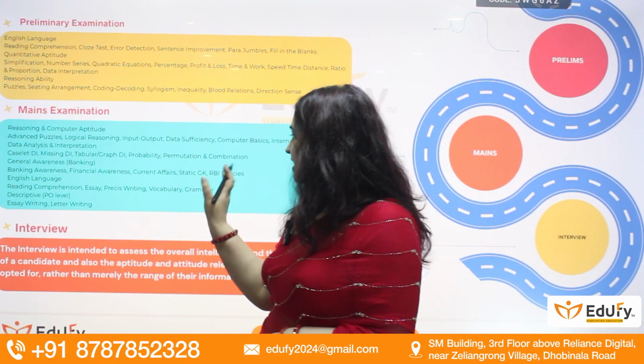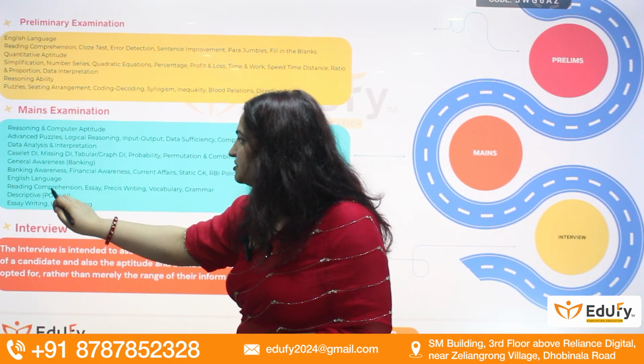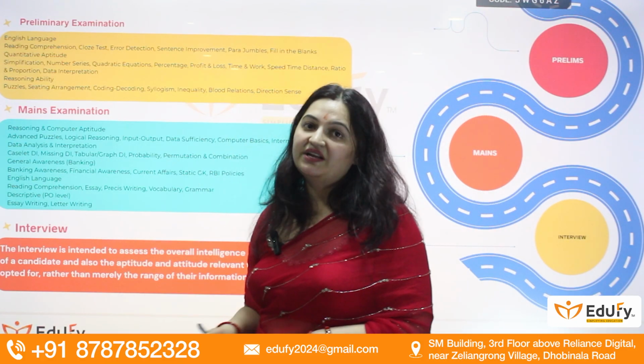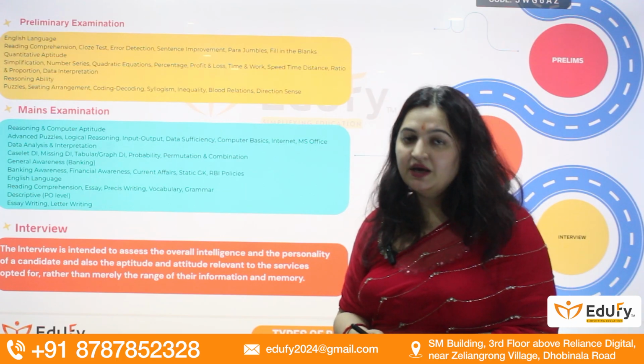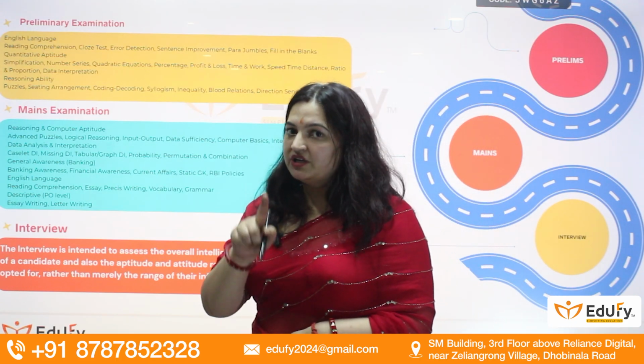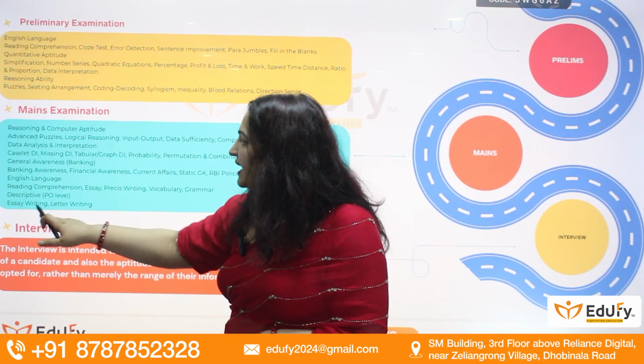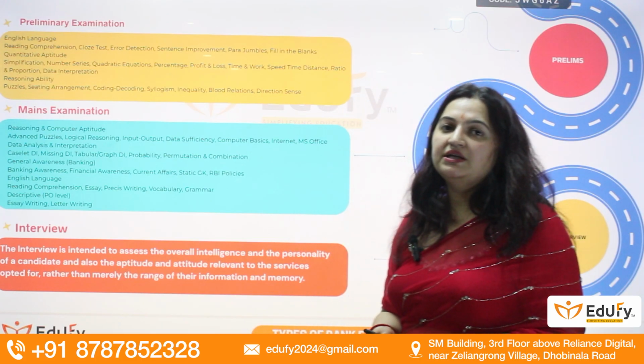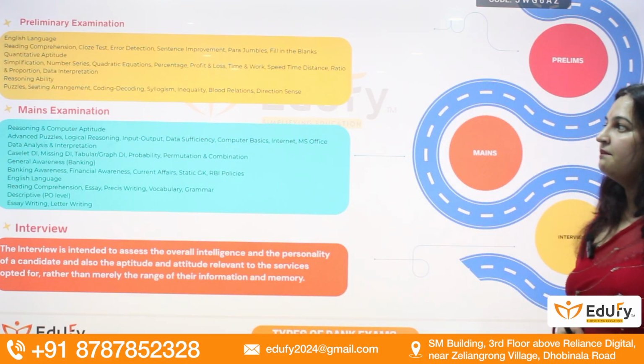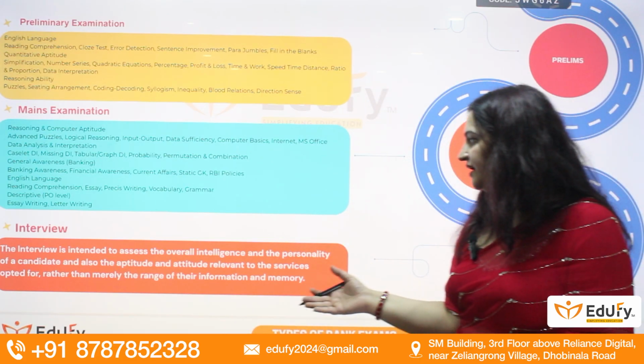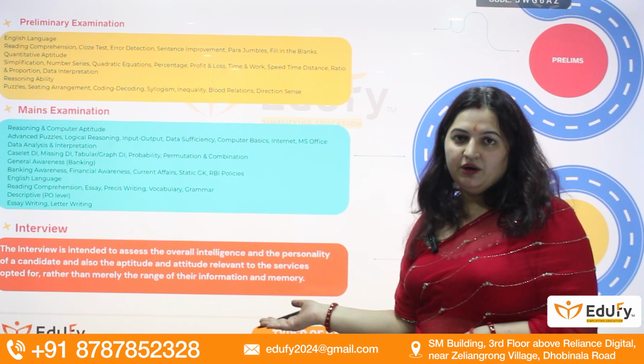So history, polity, RBI policies, language, comprehension, descriptive level exam will also be there for the probationary officer, not for the clerical officer. Essay writing, letter writing, all these are there in the pre and mains. Finally, interview will be there for PO level.